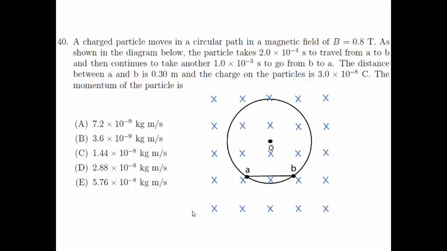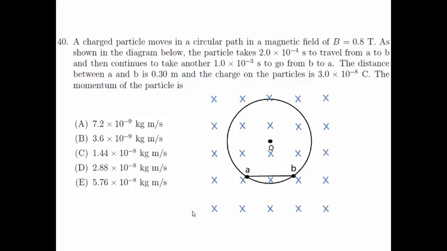The distance between A and B is 0.30 meter, and the charge on the particle is 3.0 times 10 to the power negative 8 coulomb. The momentum of the particle is, the options are: A. 7.2 times 10 to the power negative 9 kg meter per second, B. 3.6 times 10 to the power negative 9 kg meter per second, C. 1.44 times 10 to the power negative 8 kg meter per second, D. 2.88 times 10 to the power negative 8 kg meter per second, or E. 5.76 times 10 to the power negative 8 kg meter per second.